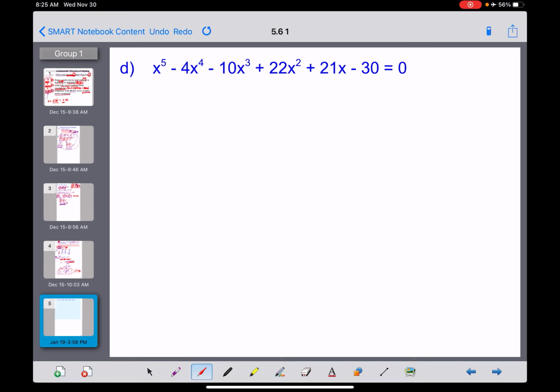So let's think real quick. We should end up with a grand total of 5 roots. Why? Because we're dealing with a 5th degree polynomial. Out of those 5, how many could be imaginary?